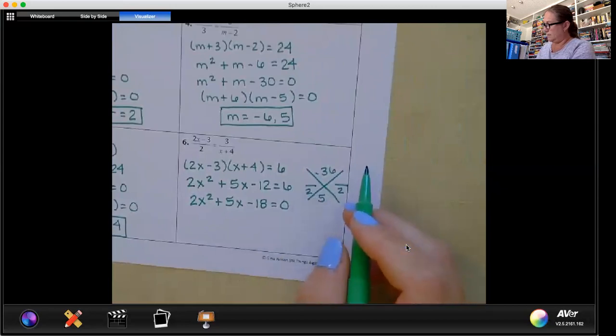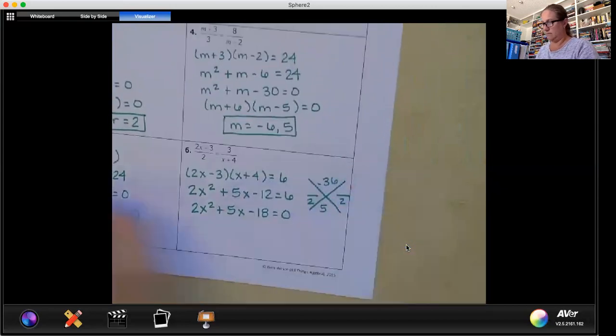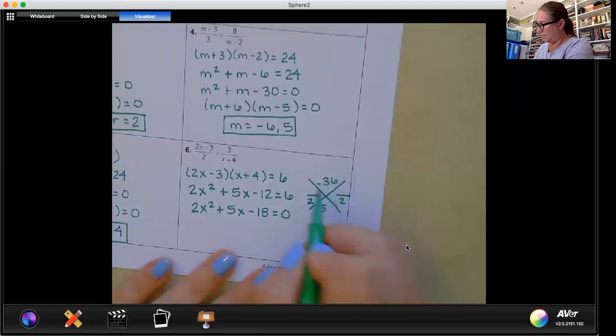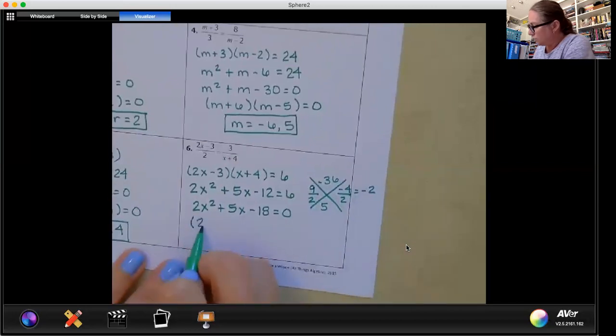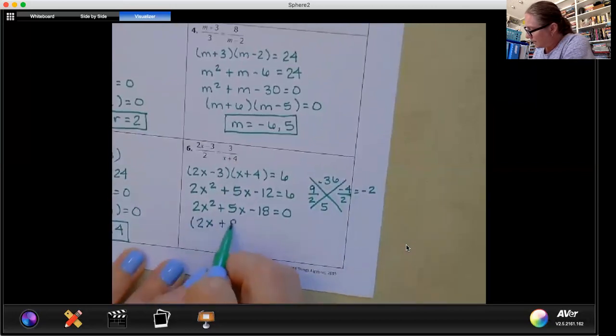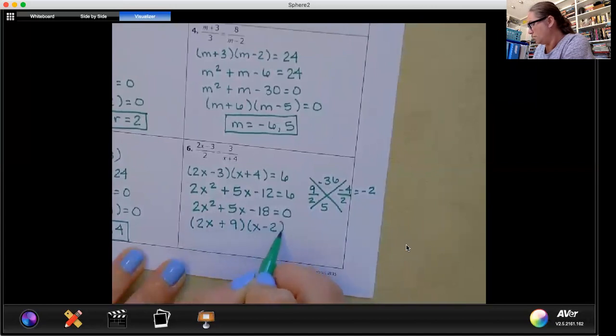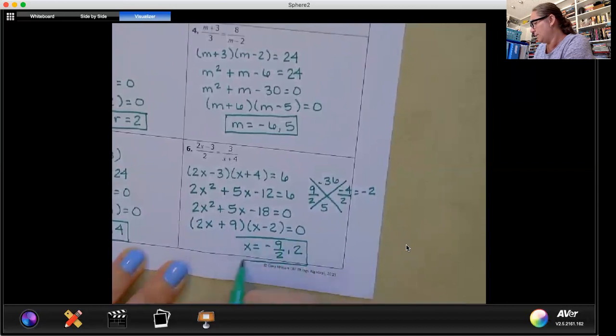Let's see, all right, 36 divided by 2, divided by 3, divided by 4. So 9 and negative 4. This is negative 2. So we have 2x plus 9 and x minus 2 equals 0. So x is negative 9 halves or positive 2, and both will work.